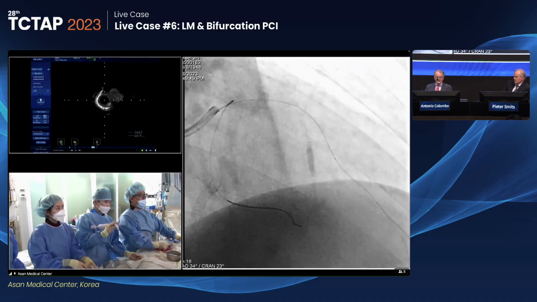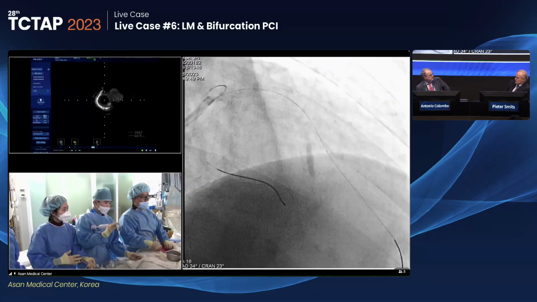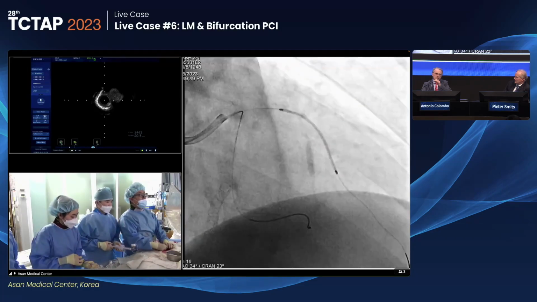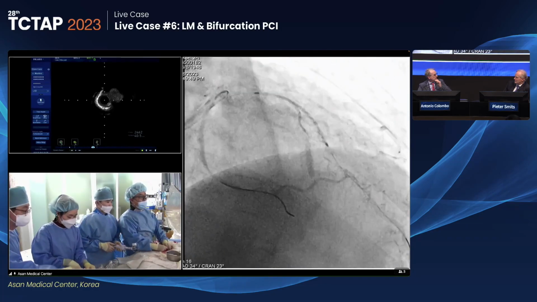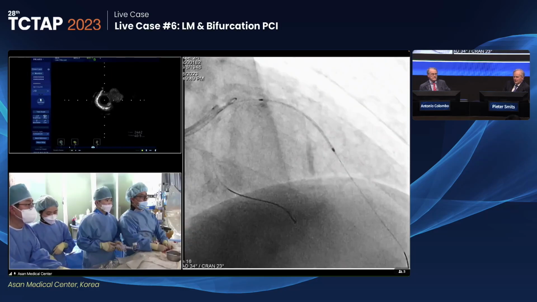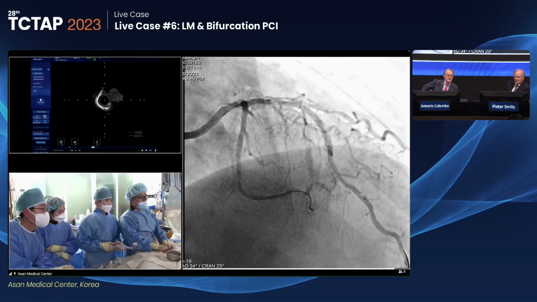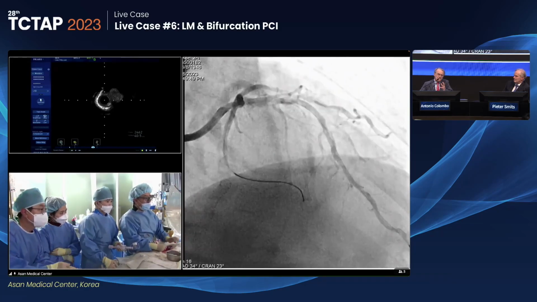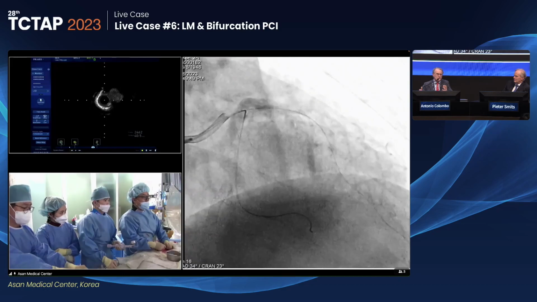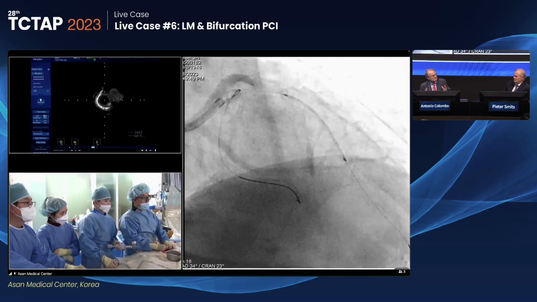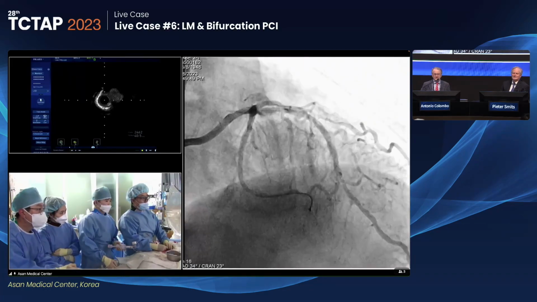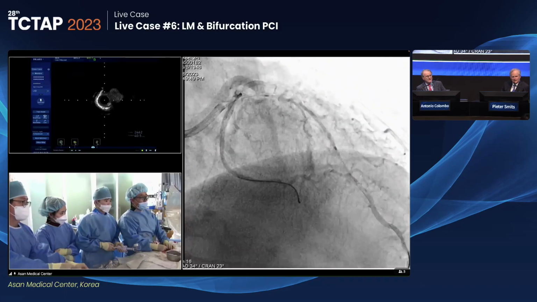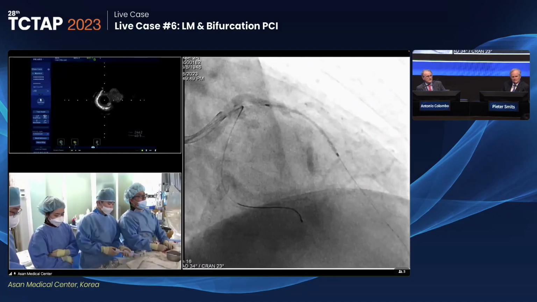So Antonio, if you were to do this case on the circumflex, what kind of balloon would you have selected? I would take a non-compliant balloon, a Trio, inflated at 22 atmospheres. Agree. If you use an appropriately sized balloon, we will see the dog bone effect. I will not use a 3.5 because I'm keen to go over 20. So to use a 3.5 at 22 is a little bit too much. Okay. Go ahead.